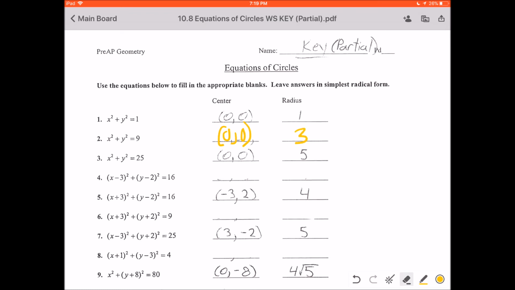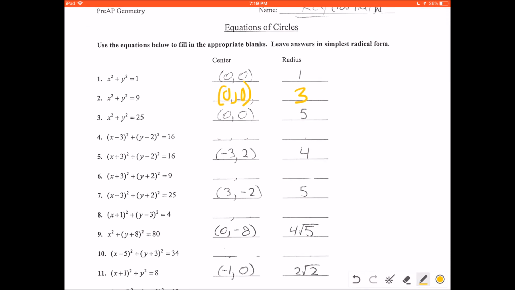And let's do 4. So x plus 3 squared, your center has to be 3, because since you're subtracting 3, you're actually going 3 to the right, not the left. And then y minus 2, again, you go up instead of down, even though it looks like it. You go 2 up, and you have 16. And to get your radius, you have to take the square root of the number, so you have 4. And let's do some harder ones.